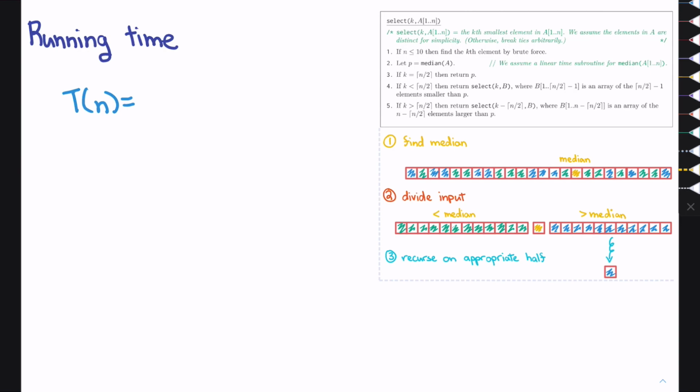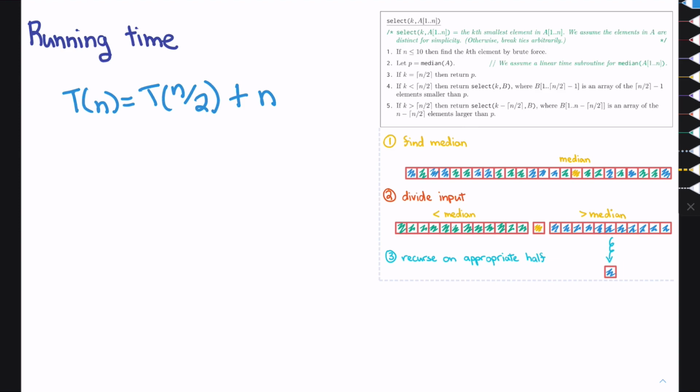Okay, so let's first just write a formula for it. I've got to start with T of n is equal to, so how would I formulate this? T of n over 2, because I'm going to do a subproblem of half the size, plus big O of n, right? So n time to find the median, and then I recurse on the half, okay?